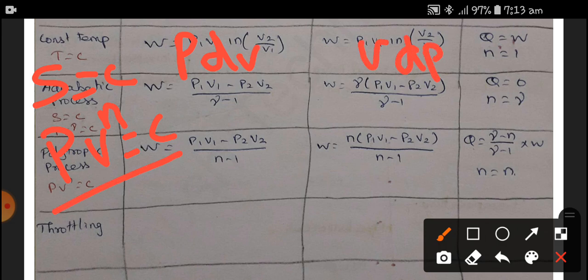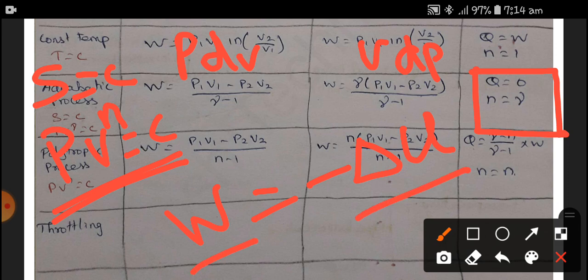Here, as per this equation, the work done is P1 V1 minus P2 V2, the whole divided by gamma minus 1, whereas the W for the flow process is gamma into P1 V1 minus P2 V2, the whole divided by gamma minus 1. In an adiabatic process, net heat is equal to 0, therefore work done is equal to minus of internal energy.